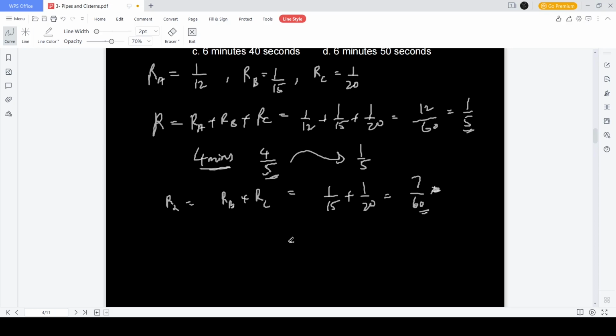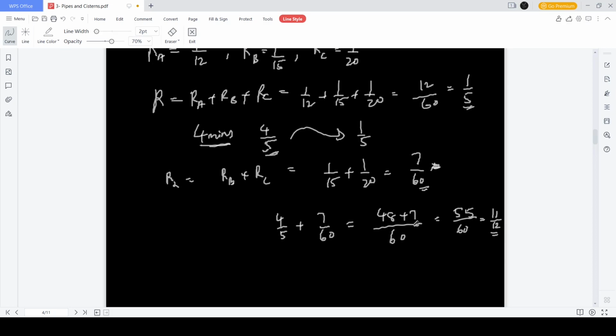Until now, 4 by 5 plus 7 by 60 of the tank is filled, which is nothing but 48 plus 7 by 60. 55 by 60 is filled. That is nothing but 11 by 12. How much is left? 1 by 12th of the tank is left.